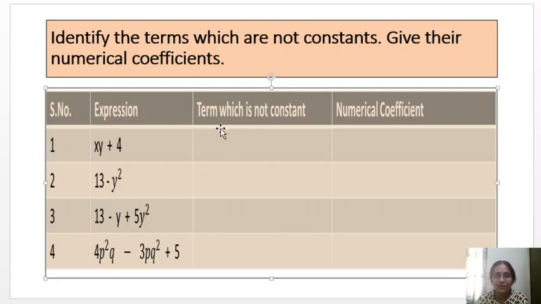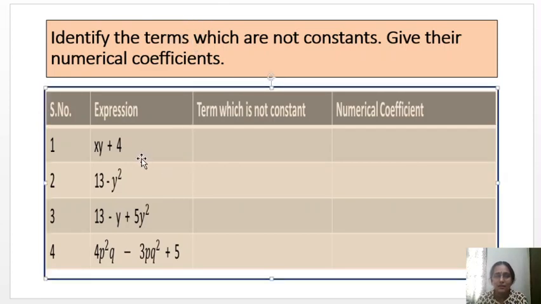Give their numerical coefficients. xy plus 4 is the given expression. The term which is not constant is xy. Right, 4 is the constant term of the expression, and xy is the non-constant term. What is the numerical coefficient of this term?